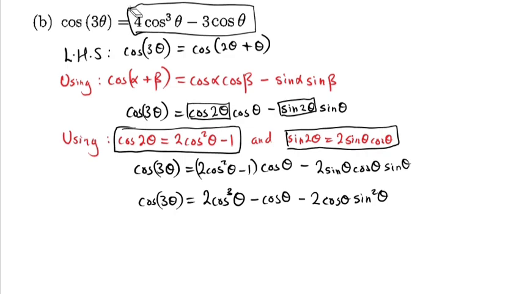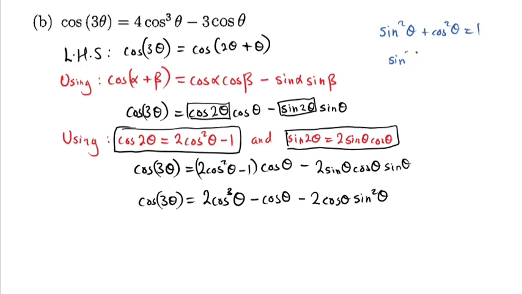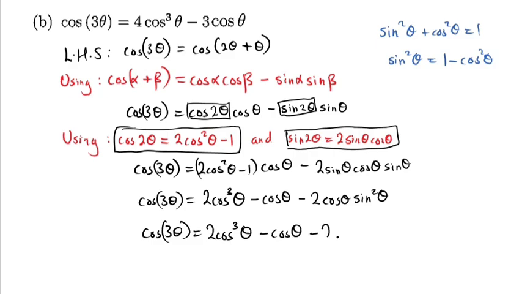So we need to get rid of that sine, and to do that, we're going to use the Pythagorean identity. We know that sine squared plus cos squared equals 1. So if I make sine squared the subject, sine squared equals 1 minus cos squared. If that's the case, then we can say cos 3 theta equals 2 cos cubed theta minus cos theta minus 2 cos theta. I'll replace the sine squared with 1 minus cos squared.